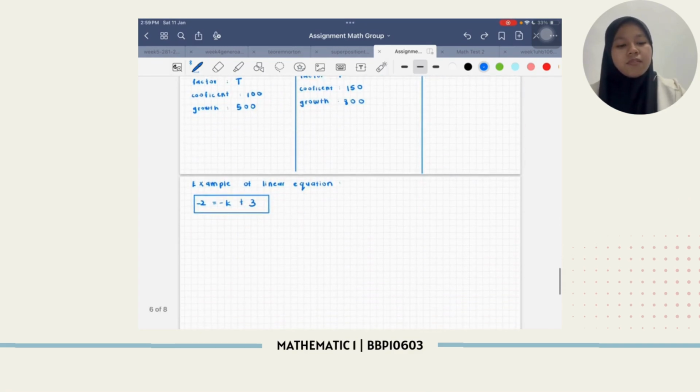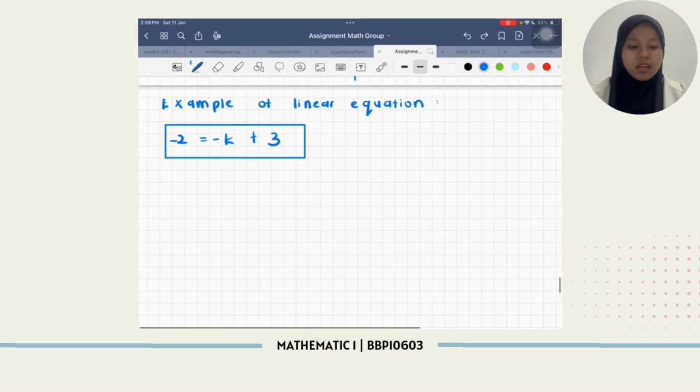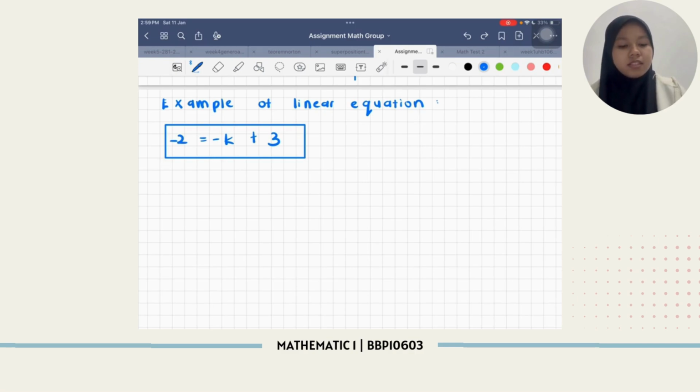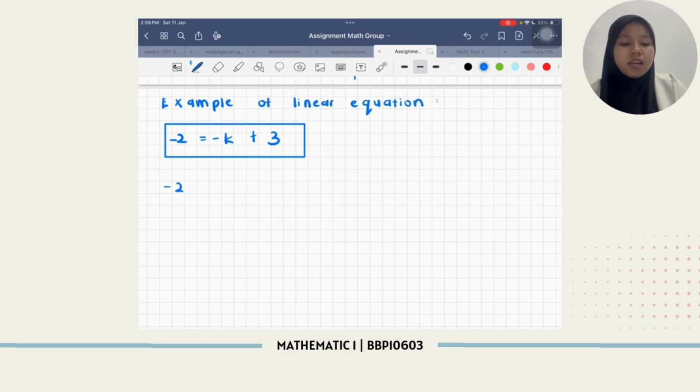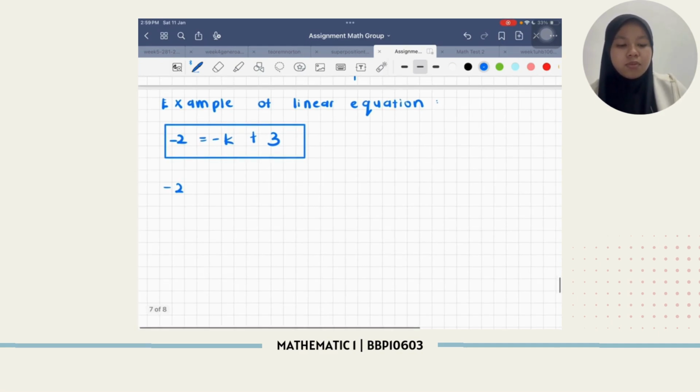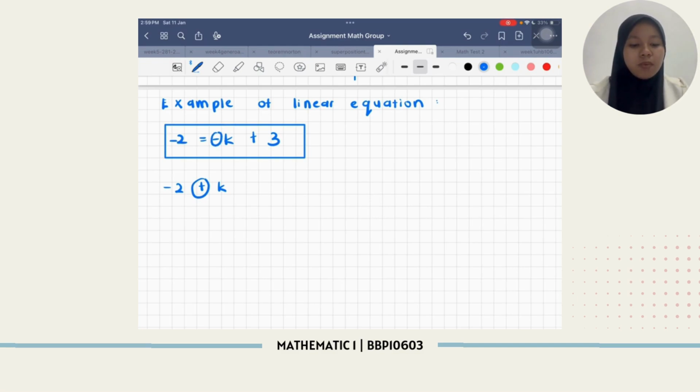So here we have negative 2 equals negative k plus 3. We want to find the value of k. So how can we find the value of k? We need to bring the negative k to the front to make it the subject. So negative 2 plus k. Why do I write the plus sign here? Because here we have the negative sign, but when we bring it to the front, the negative sign will change to the positive sign. So negative 2 plus k equals 3.